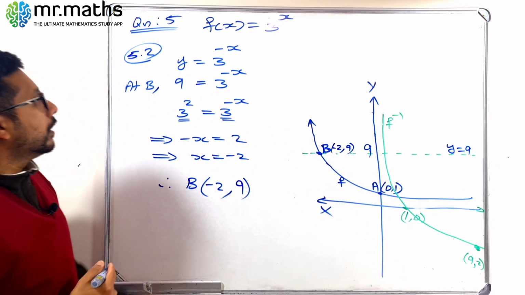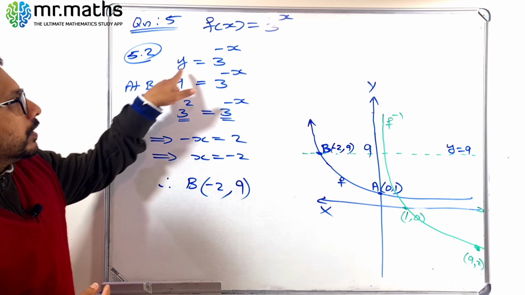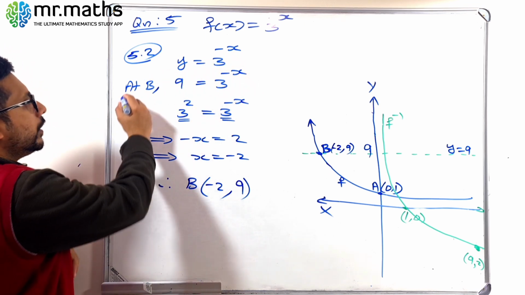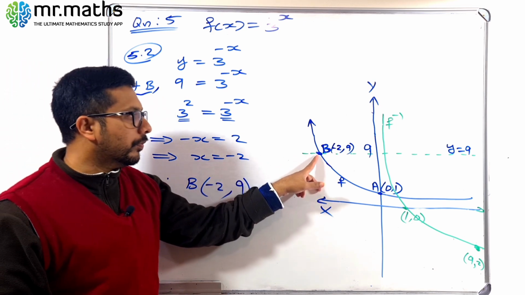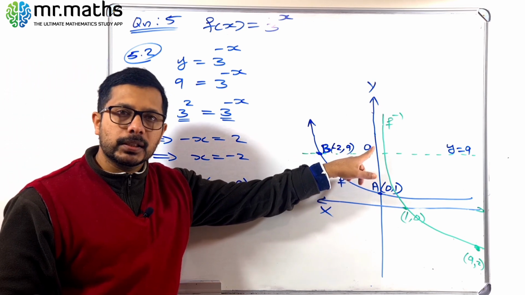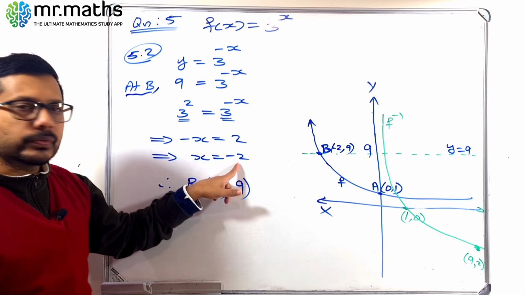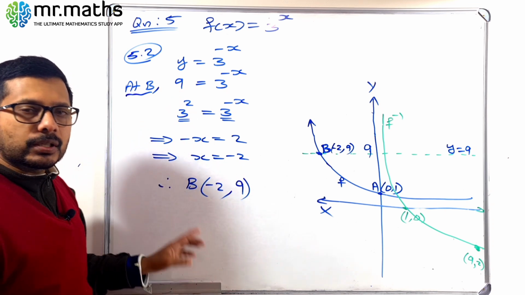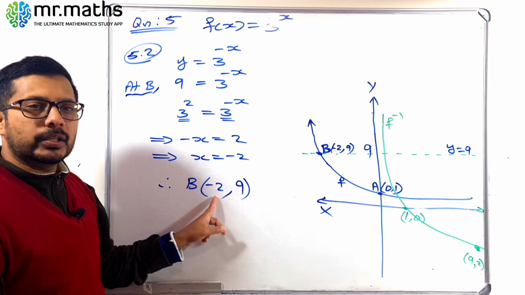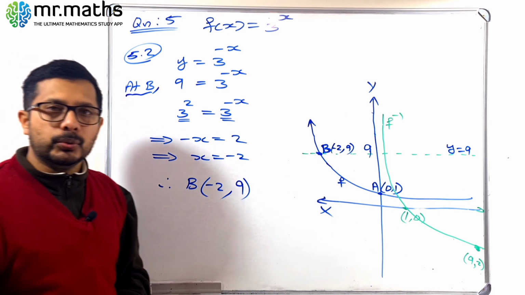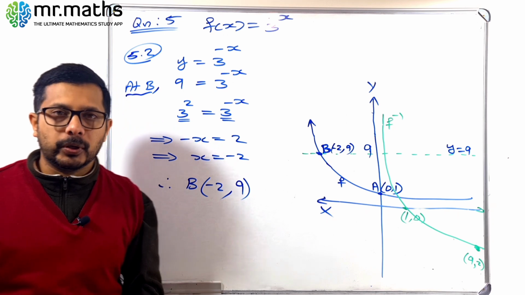So what we did here: y is equal to 3 raised to minus x, that is our equation. At B, the y value is 9. Then we substitute the y value as 9 and solve, and we got the x value as minus 2. So B is minus 2 comma 9. That is question number 5.2. Now let's go to the next question, 5.3.